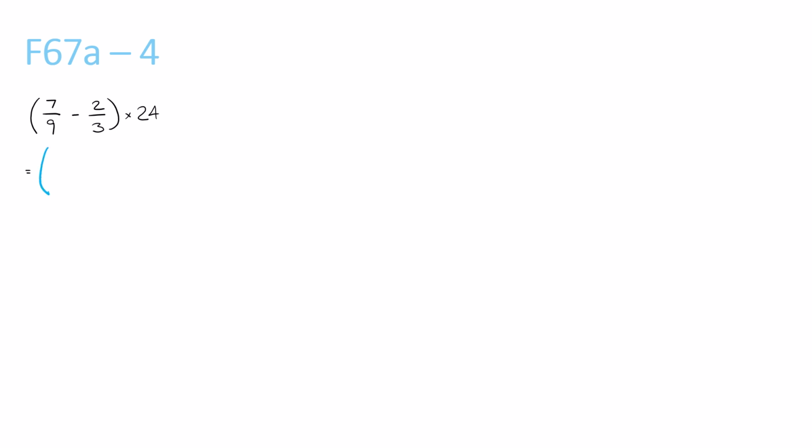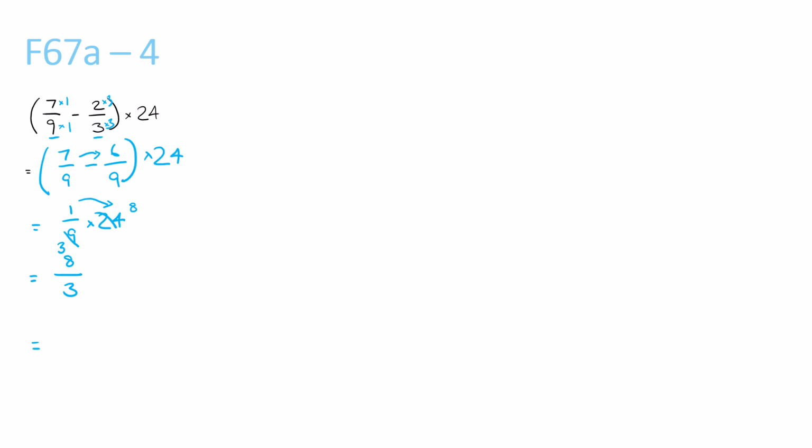What's inside the bracket first? The LCM of 9 and 3 is 9, so the bottom numbers are going to be 9. 9 times 1 is 9, so 7 times 1 is 7. 3 times 3 is 9, so 2 times 3 is 6, times 24. Now 7 minus 6 is 1 over 9 times 24, and you can do cross multiplication with these two. 3 goes into both numbers. 3 goes into 9 3 times, and 3 goes into 24 8 times. So you're left with 1 times 8, which is 8 over 3.